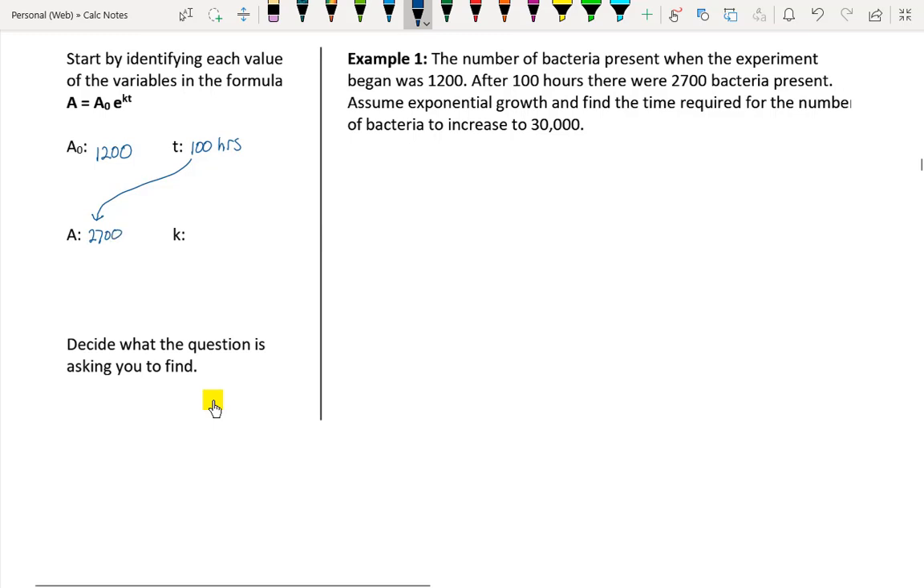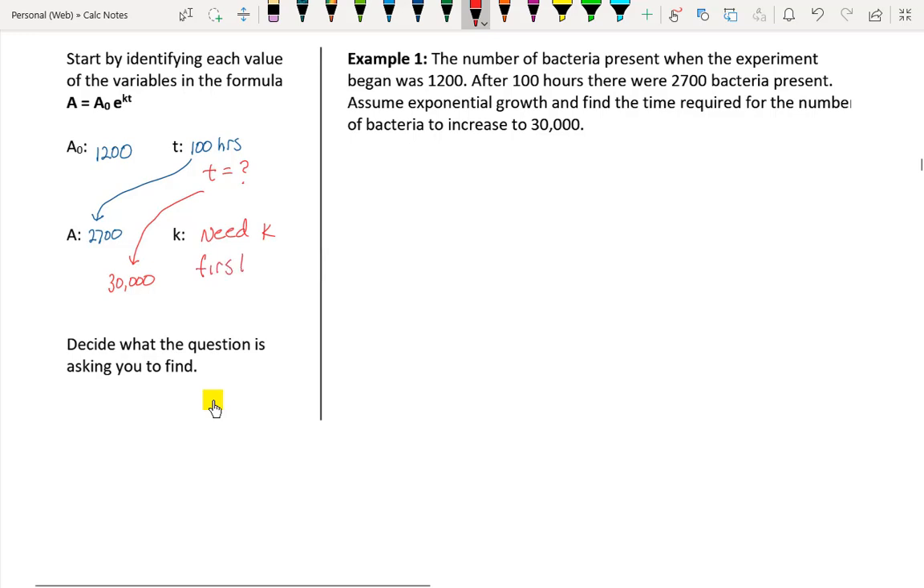And then it says, assume exponential growth and find the time required for the number of bacteria to increase to 30,000. Well, so now they're wanting me to find a t value, so some value of t, when the a value would equal 30,000, or the amount at the end would equal 30,000. So we're looking for a t, but we also don't have a k. And in order to do this, we need k first.